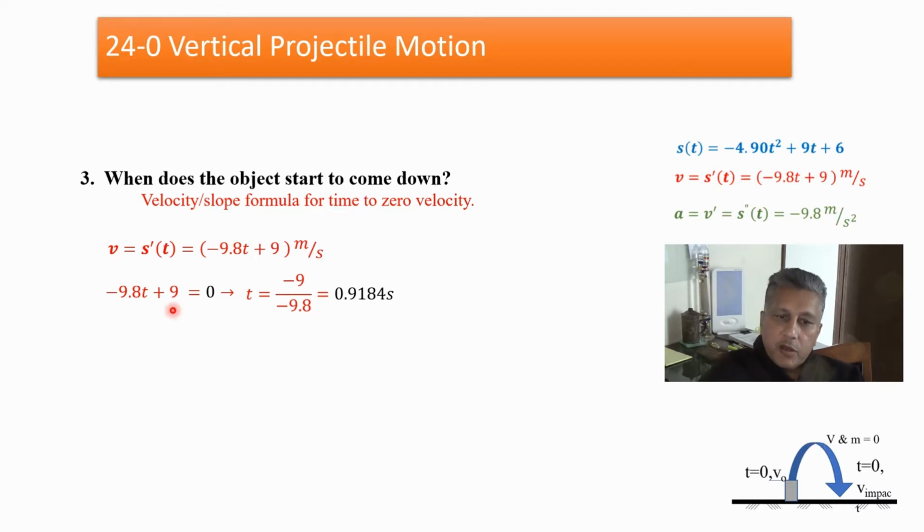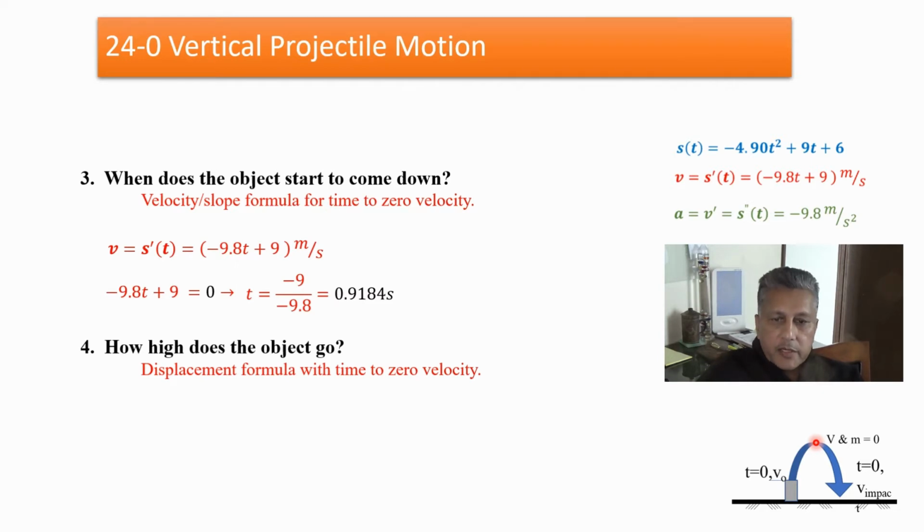Right? I'm going to solve this. I'm going to take that 9 over to the other side, it becomes minus 9, divide by minus 9.8, and I will get my time. When you divide a minus by a minus, you're going to get a positive, so you have a positive time. So the time from here to there will be 0.9184 seconds. Right? Okay, so we've answered that question. When does the object start to come down? Well, it'll take that amount of time.